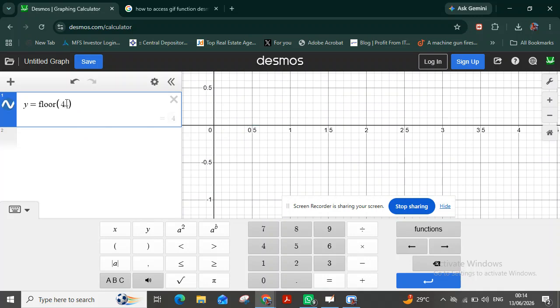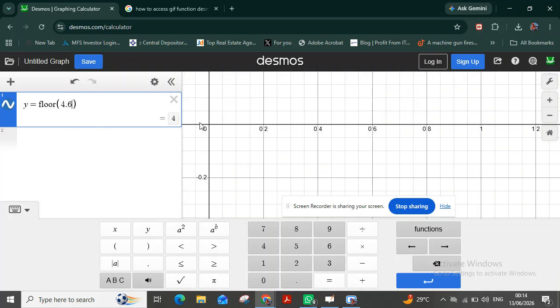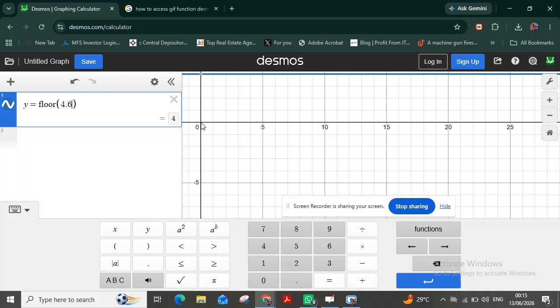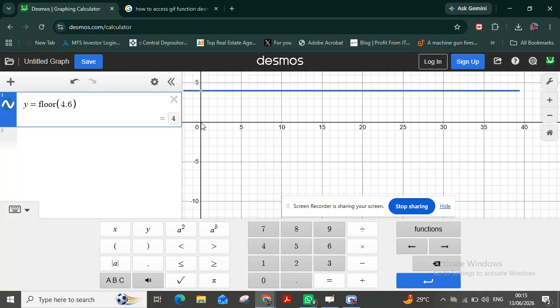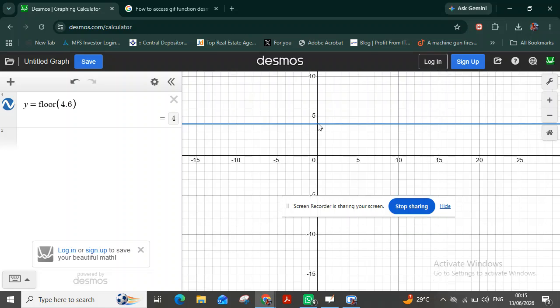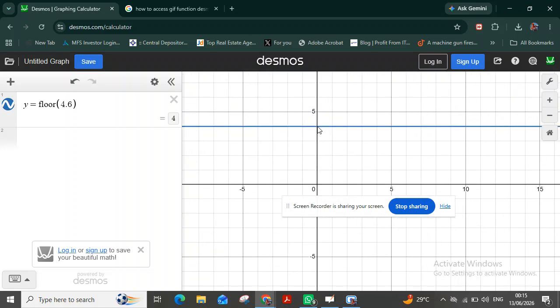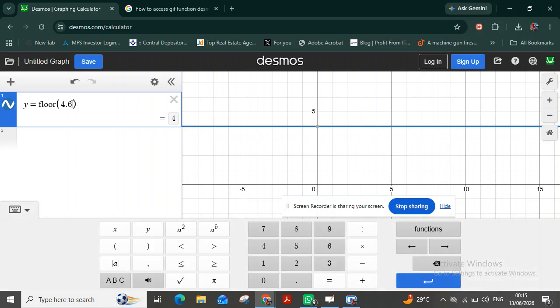If I put x equal to 4.6, you will observe that a line only from the 4 has been drawn. Why? Because GIF doesn't allow you to do this. I hope you can understand GIF. The GIF graph is a bit complicated to understand because it always gives you the integer value. You may remember that for negative values, it will give one negative less. That is the ninja technique to remember GIF.